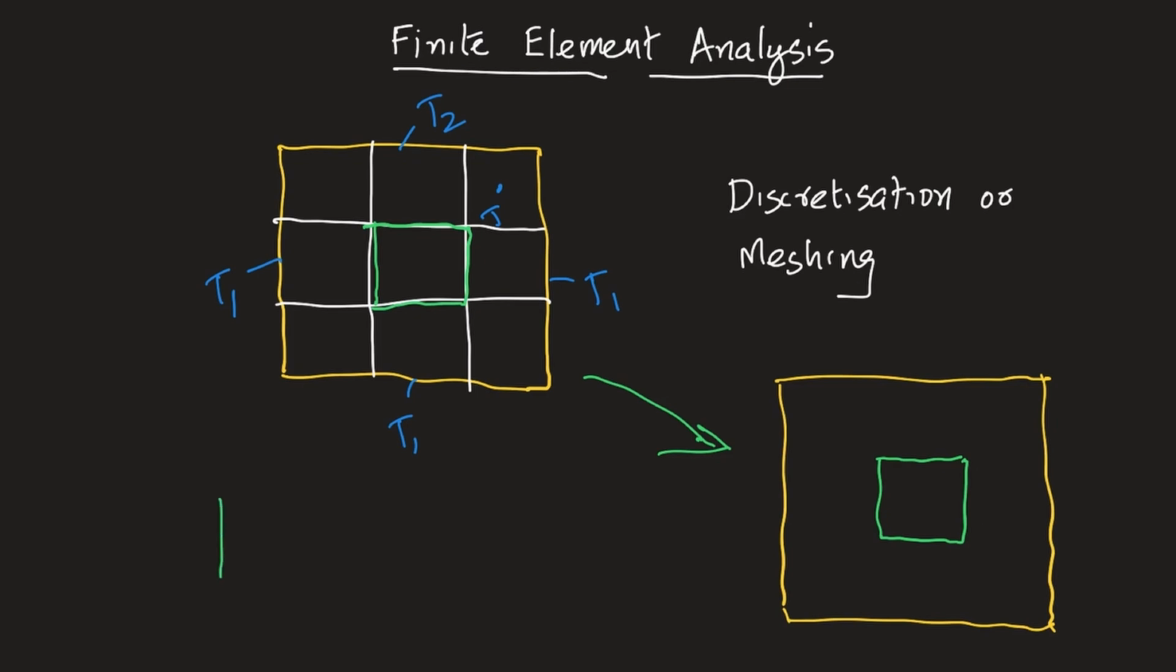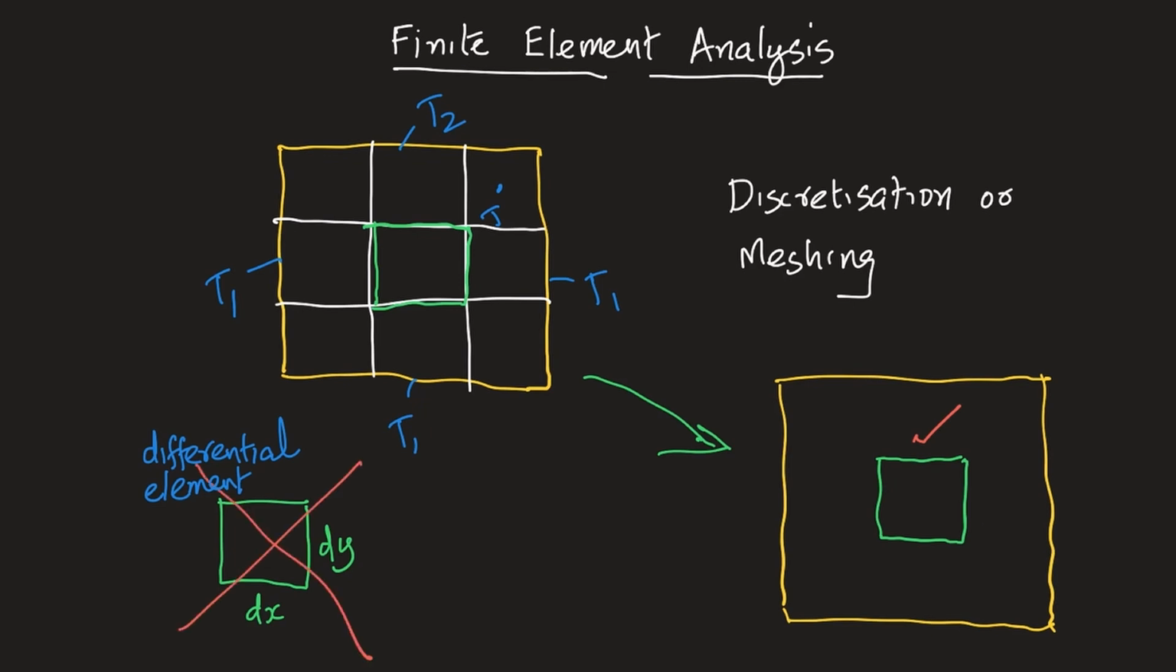We are familiar with differential elements of size, say dx, dy. We have used these to derive equilibrium equations for elastic problems or the heat conduction equation, etc. Now, this element that I've drawn is not a differential element, but a finite sized element, or simply a finite element. The vertices of the element are numbered, and these are known as nodes.